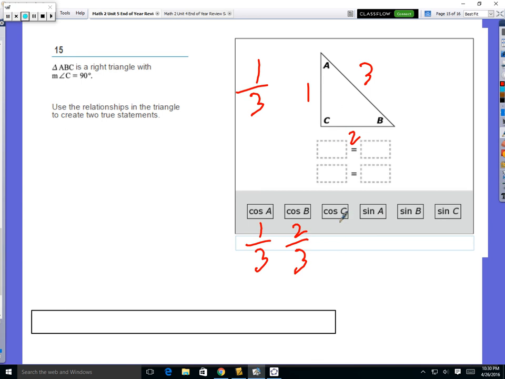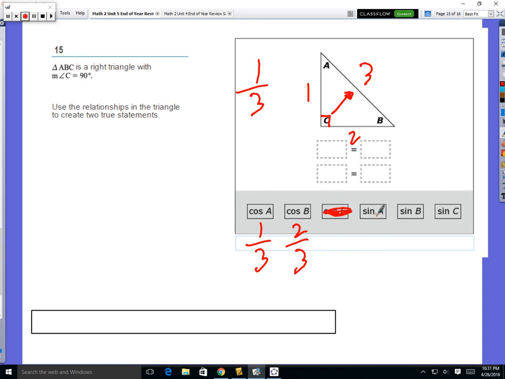Cosine from C, okay, that's from the 90. We're not going to do that because if you're going from the 90, don't ever go from the 90 because opposite the 90 is the hypotenuse, and it's kind of confusing. Well, which one is the opposite, which one's the hypotenuse? So don't worry about cosine from the C.